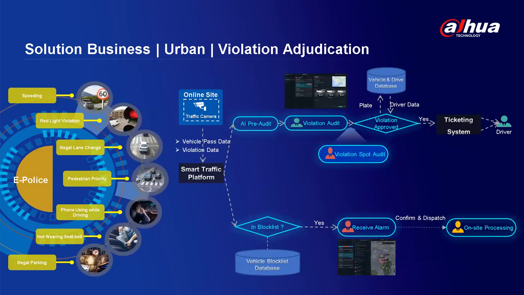Then we have violation adjudication. So how do we act on this information? When there's an incident of the violations, we can have mobile police patrol who receive this information on their mobile devices. So we audit, we check the violation, we generate a ticket for you. Then if you're in the block list, we receive an alarm. Of course, we dispatch someone. So it's something like at the command center, there's an alarm. This person was cited, maybe an accident has been created. So this person has parked illegally. We must send someone to respond. We receive the alarm, then confirm and dispatch someone.